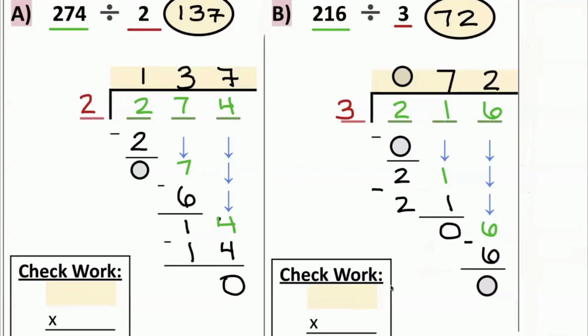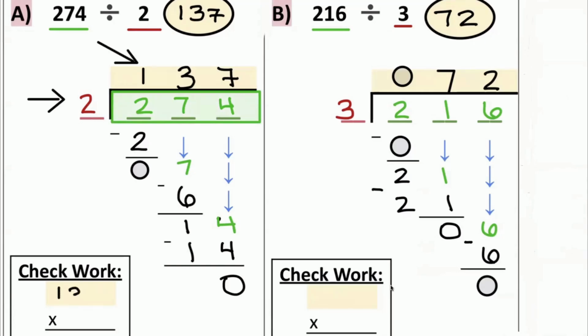To check our work, we're going to take our quotient. So in problem A, that was 137. And then we're going to take our divisor, 2, and we're going to multiply them. So 137 times 2, and that should give us our dividend, 274. So you can think about it like you're going to multiply the numbers on the outside of the house together. And if you get the answer as what's inside the house, then you're good. So let's go ahead and write that in.